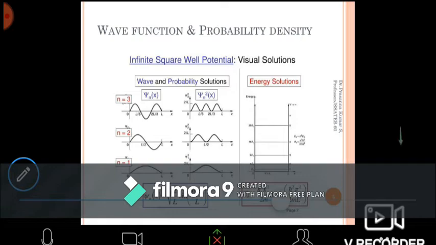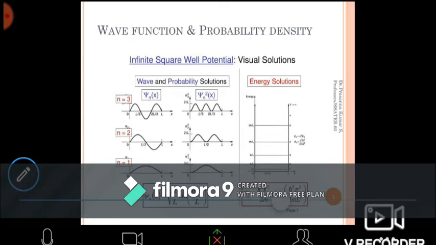Now look at the third column, the third diagram, and see how the energies have been occupied. E1, E2, E3 do not have the same spacing between E1 and E2, or between E2 and E3 and E4. They have different spacings and are placed at different heights because the energies are 4 times E1, 9 times E1, 16 times E1, and so on. This is how the energy levels are distributed in a particle.